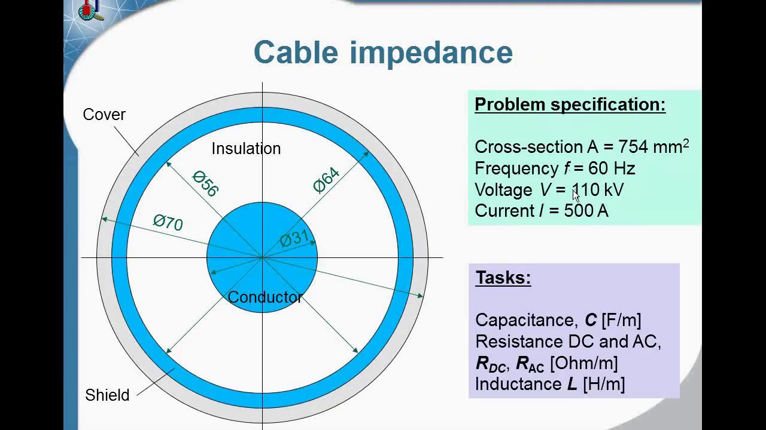We have the high voltage cable designed to carry alternating current. The cable class is 110 kilovolts and the rated load is about 500 amperes. The cable conductor cross section is 754 millimeters square and the cable is designed to carry the current at a frequency of 60 hertz.